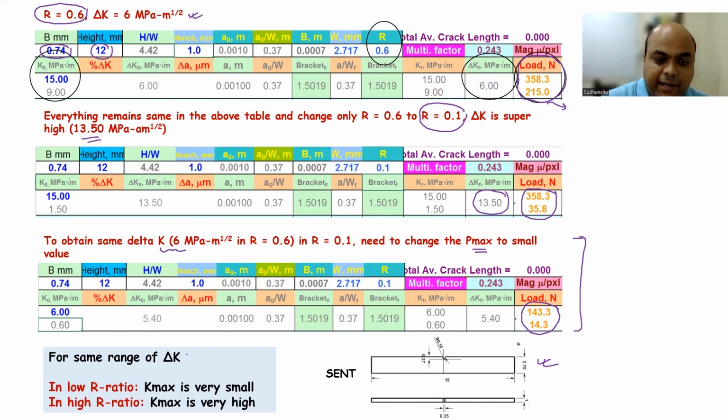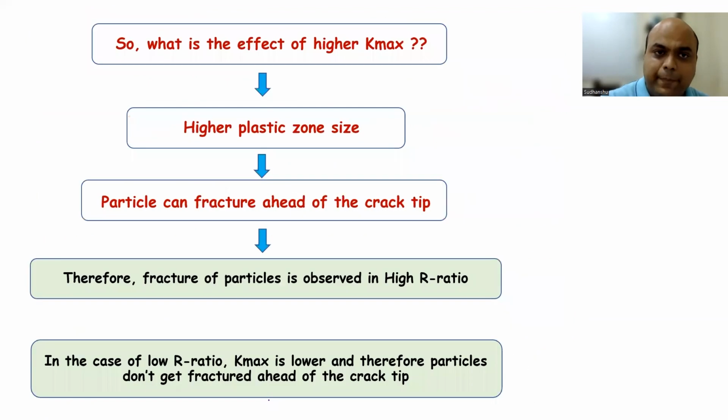Okay, so now for same delta K, in low R ratio, Kmax is very small, right? Because Pmax is small. If you see, Pmax is 143.3. But at high R ratio, your Pmax is 358.3. See the table 1, right side. That means Kmax is going to be very, very high, right? So low R ratio, your Kmax is low, and high R ratio, your Kmax is going to be high. And if that happens, what will be the result?